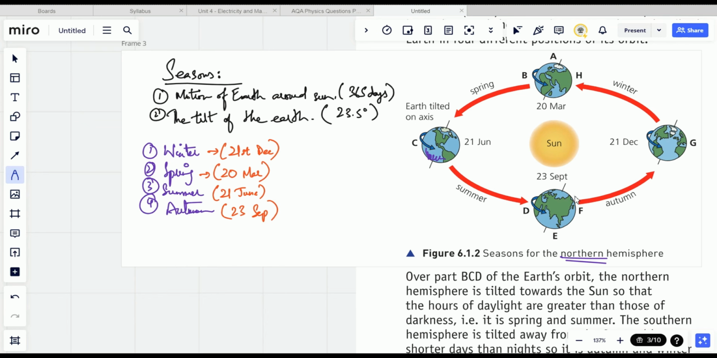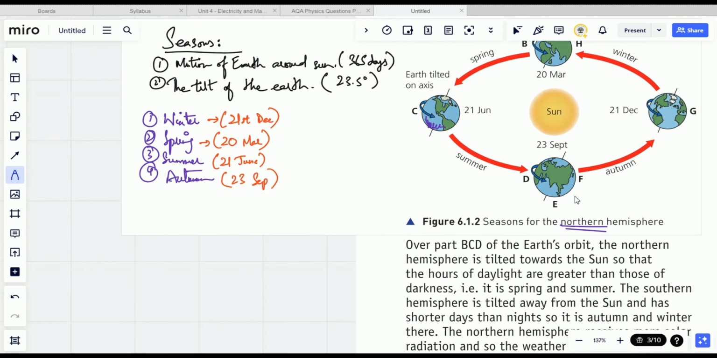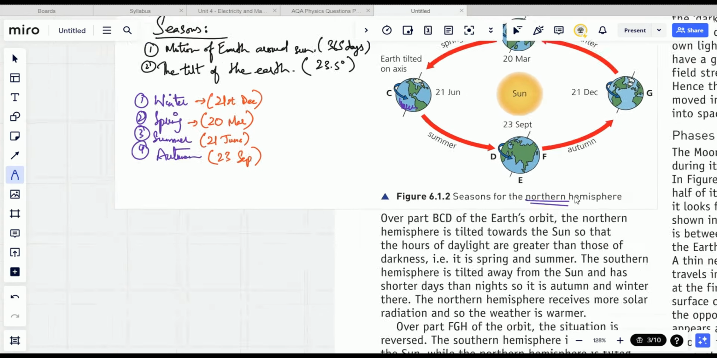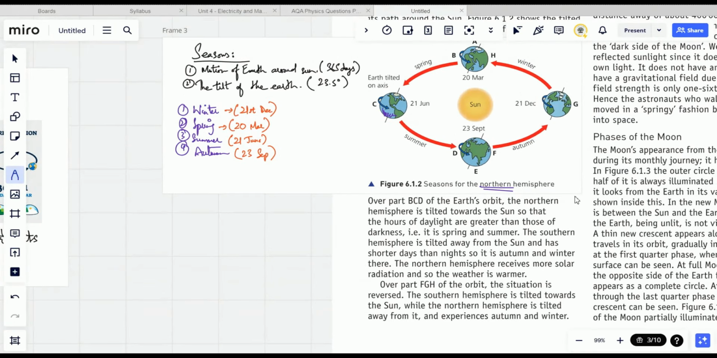Then June to September: June, July, August, September. Got it? Okay. We have like nine months of summer here. It depends from country to country, in which part of the earth you are, at which hemisphere we are. That's why. Now, see this part, BCD.